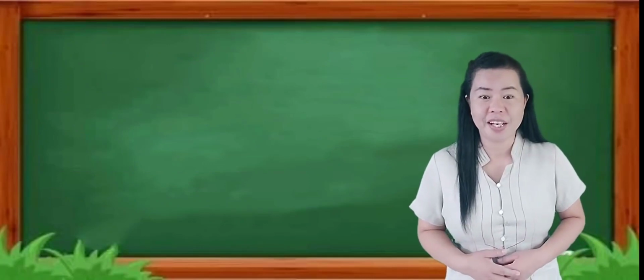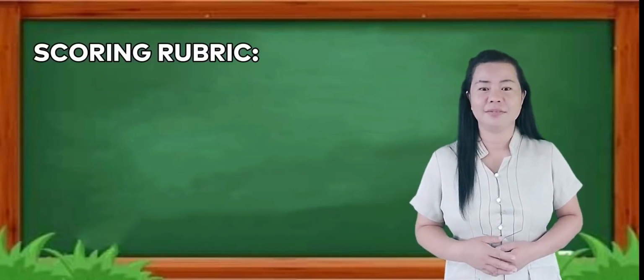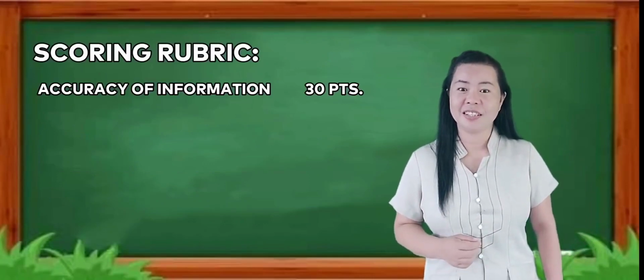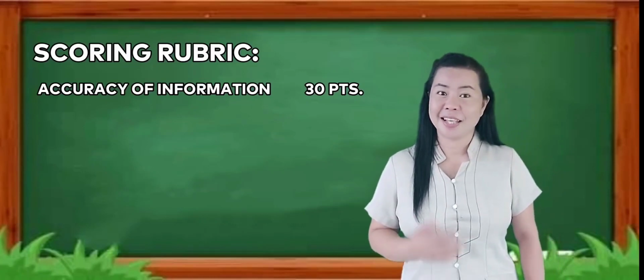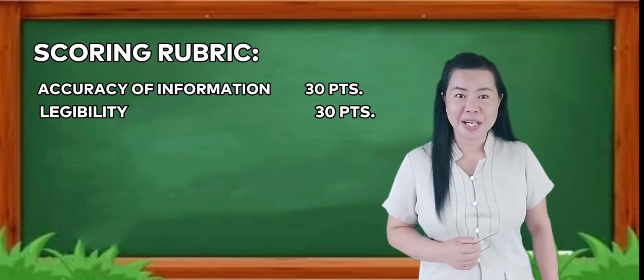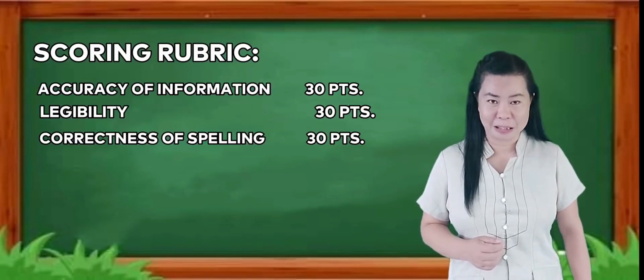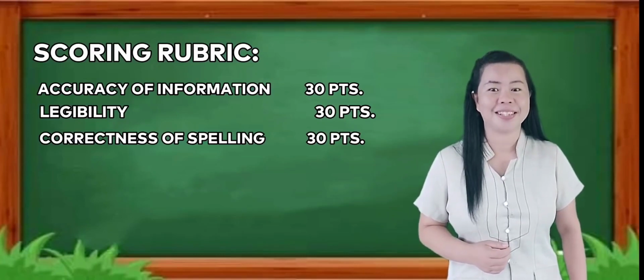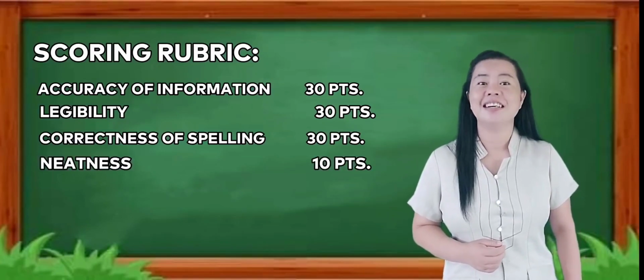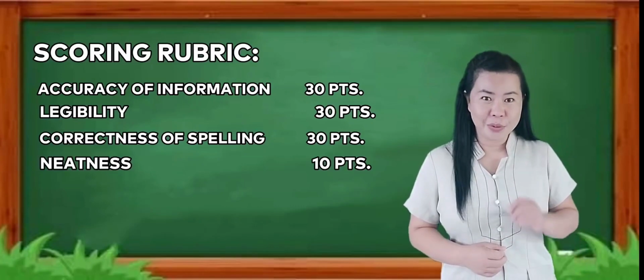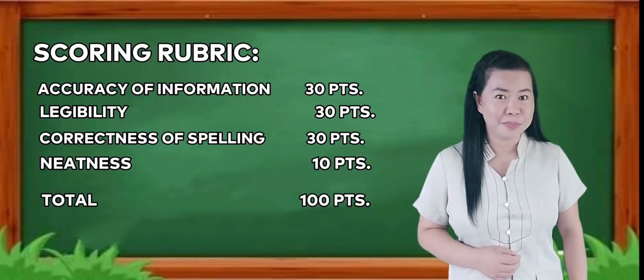Your work will be graded according to this criteria: accuracy of information, 30 points. Legibility, 30 points. Correctness of spelling, 30 points. And neatness, 10 points. You have a total of 100 points.